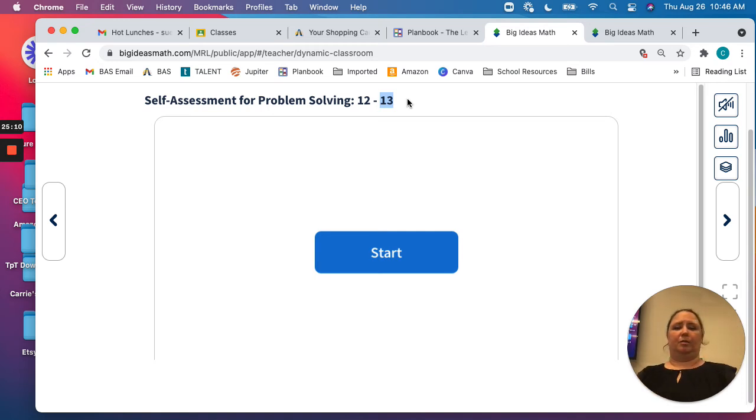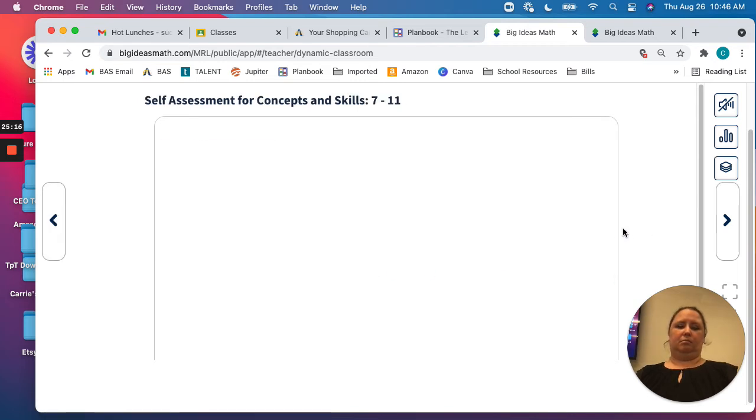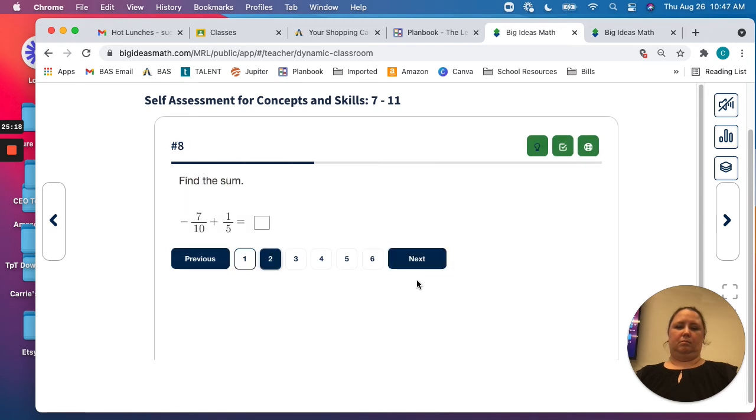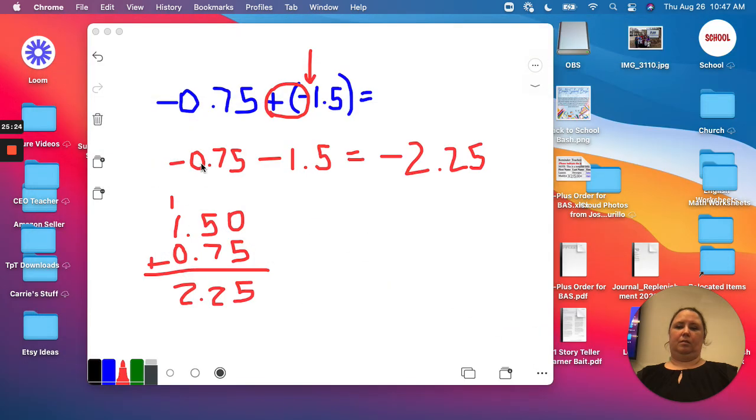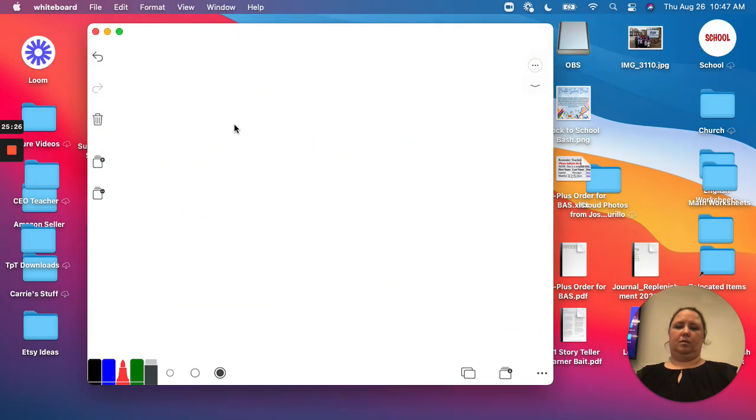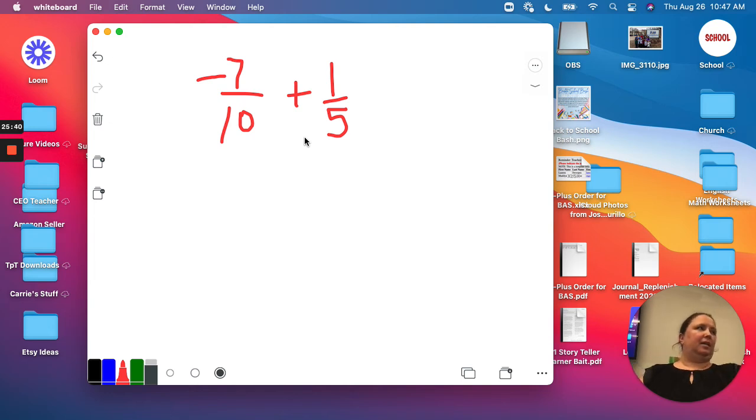Okay, so do you guys want me to do number 8? Yes. 7th grade, I'm going to do number 8. That one? Negative 7/10 plus 1/5. All right, so negative 7/10 plus 1/5, right? Okay, we're adding fractions. What's the first thing I need to do? Get a common denominator. Can I turn either one of these denominators into the other one? Yes, the 5 could be a 10, right? How do I make the 5 a 10?